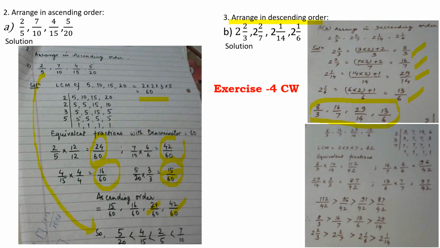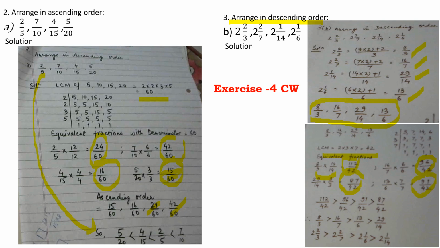Now what will we do? Yes, we will find the LCM of the denominators. The LCM will be 42. So 8 by 3 will change to 112 by 42, 16 by 7 will change to 96 by 42, 29 by 14 will change to 87 by 42, and 13 by 6 will change to 91 by 42.